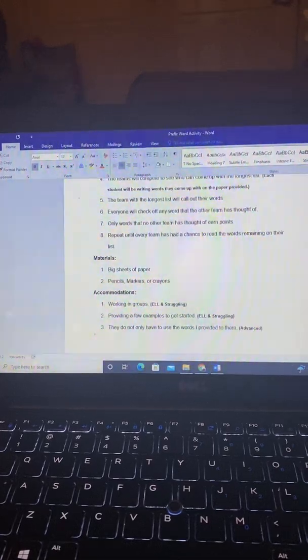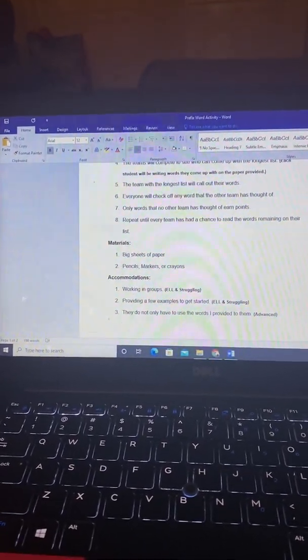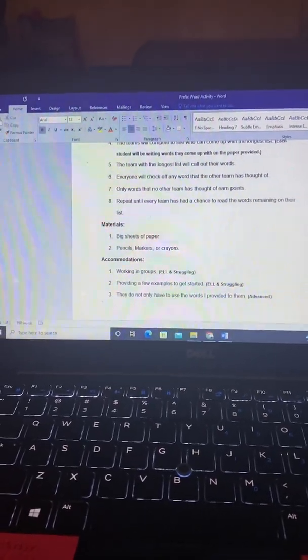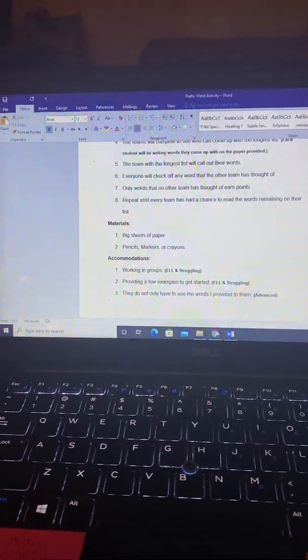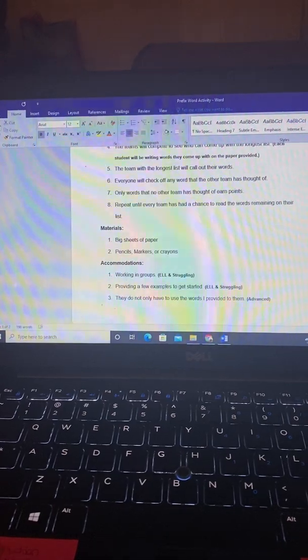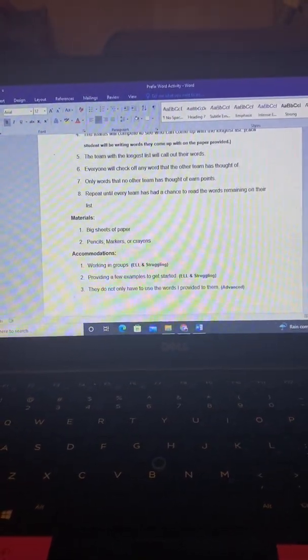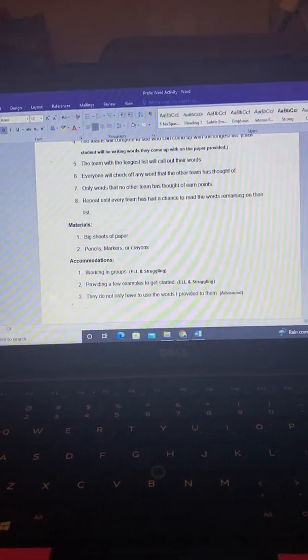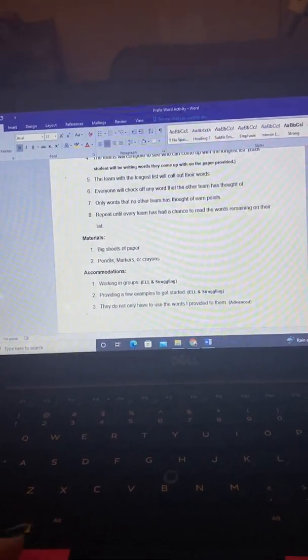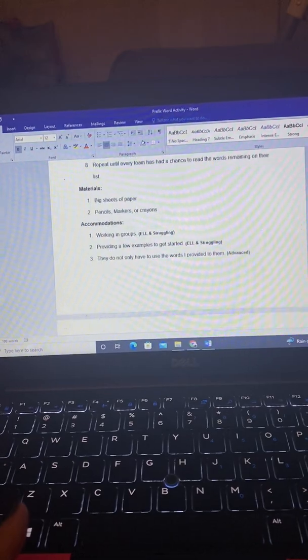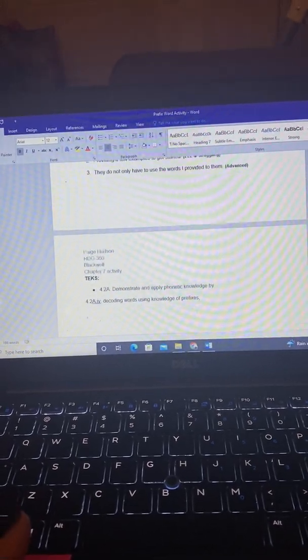A way to accommodate ELL and struggling students is that they'd be working in groups, and I would give them examples to start with so that they can see what exactly we're doing. And a way for advanced students would be to use some of the prefixes that I didn't provide and add those, which would also possibly make it where they could win.